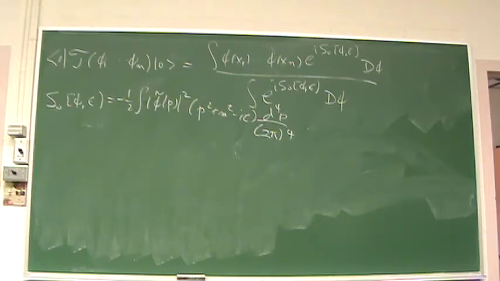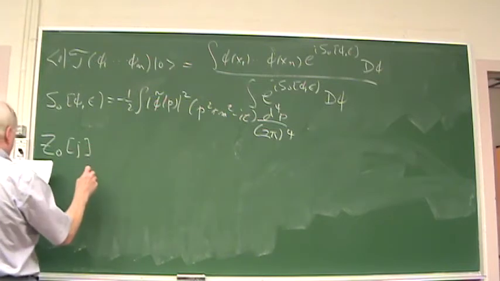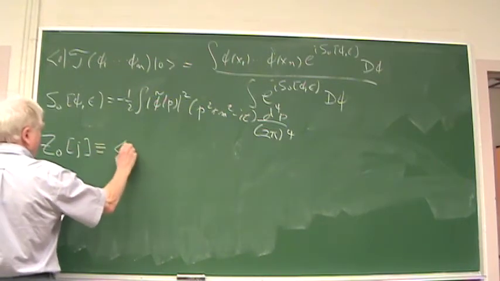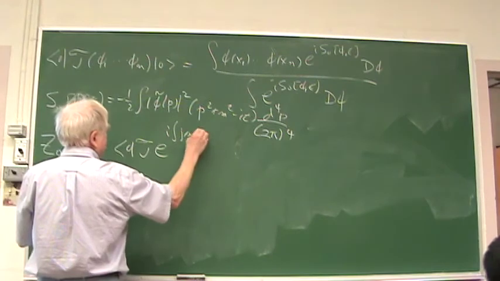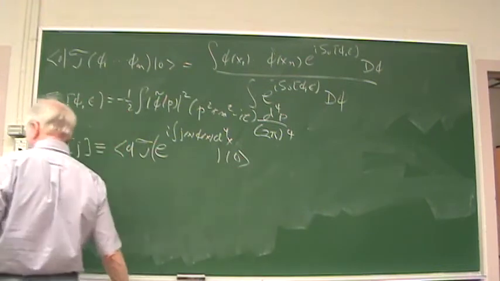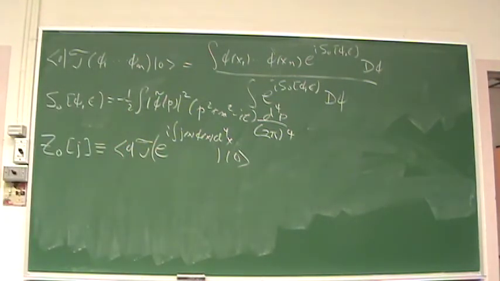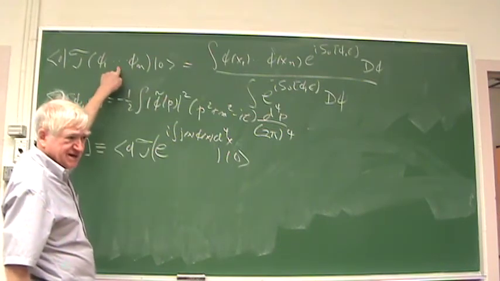Okay, so now we're going to do this business with the e to the i J phi. So we're going to define Z0 of J as the ground state time-ordered product of e to the i integral J of x phi of x d4x. And we're still with the free theory now. That's what the 0 on J means. The free theory, the quadratic theory, the one we understand. Okay. But this, of course, is a special case of that, in a sense.